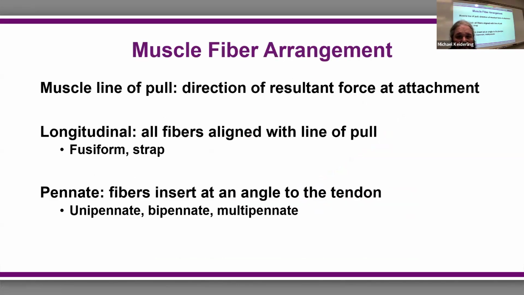Now, muscle fibers can be arranged in a couple of ways. The muscle's line of pull is the direction of the resultant force at the attachment. If all of the fibers are aligned with the line of pull, this is a longitudinal muscle. So these are fusiform muscles or strap muscles. Those are the shapes you can have for these. And then pennate are when the fibers insert at an angle to the tendon. They're not aligned with the tendon. So you can have unipennate, bipennate, and multipennate.